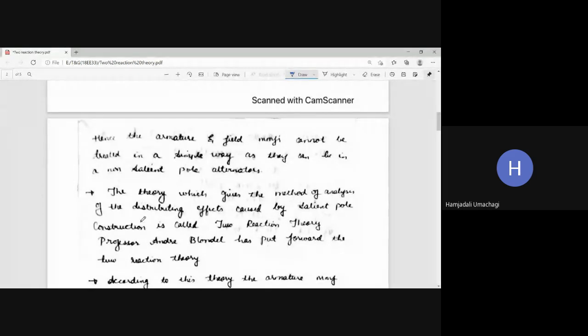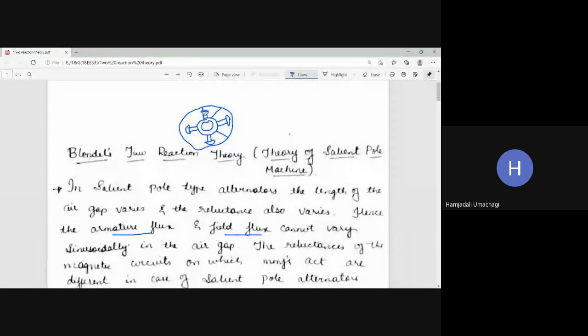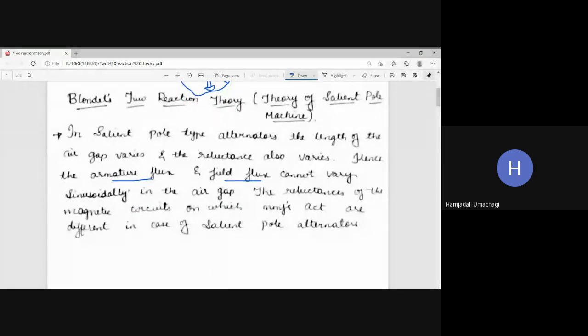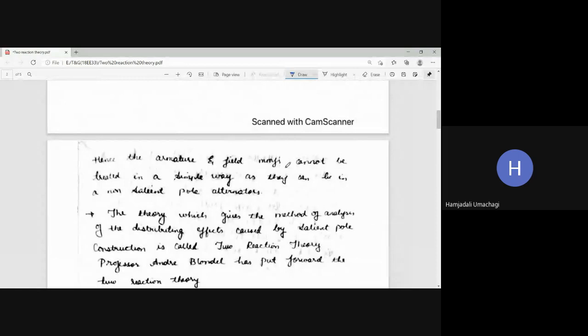In a non-salient pole alternator, we say that armature flux as well as field flux will be moving sinusoidally. But in the case of a salient pole machine, where the air gap is minimum here and maximum here, because of the change in the length of the air gap, the reluctance, or opposition offered to the flow of flux, will keep on changing. Because of that, field flux and armature flux are not in a sinusoidal waveform shape. Hence the armature and field MMF or flux cannot be treated in a simple way as they can be treated in a non-salient pole alternator.